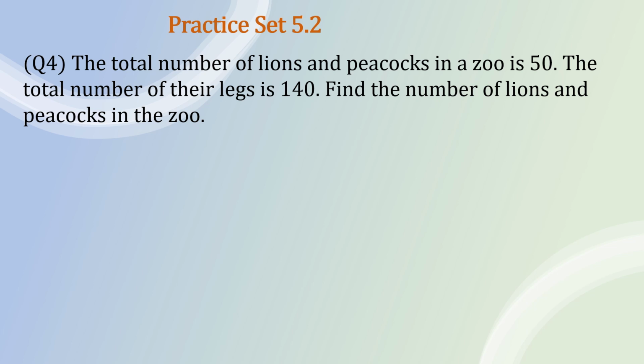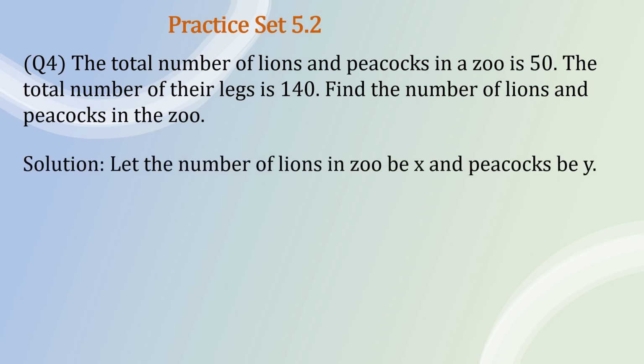Now students, I explained to you that while solving a word problem, first we have to assign variables to the quantities. Here, lion and peacock are our two quantities, so we first assign variables to them. Then after assigning, we have to frame the equations. Here two conditions are there, so we'll frame two equations. Then we'll solve the simultaneous equations. Okay, so let's start. Solution.